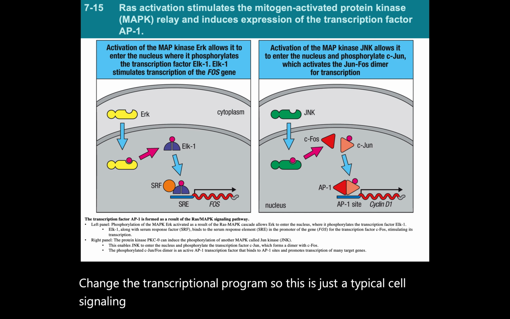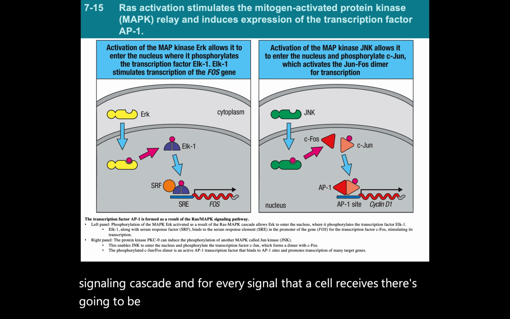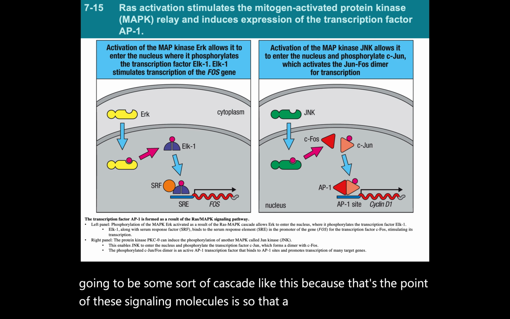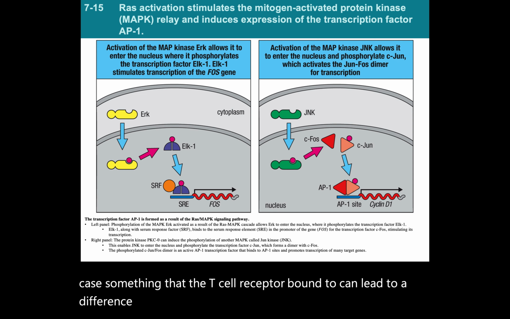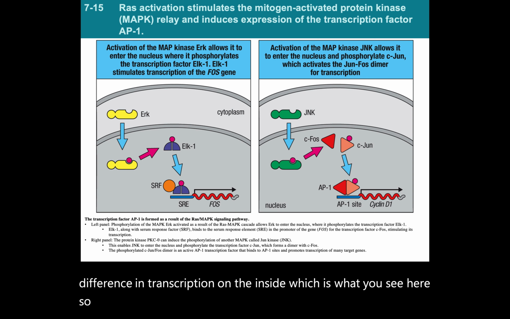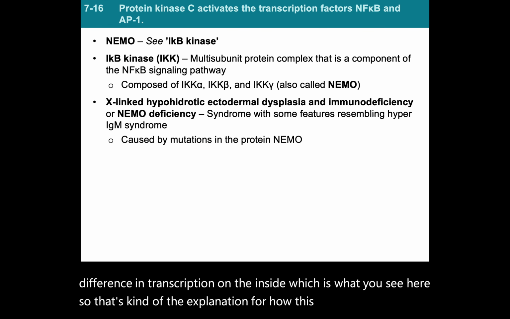And for every signal that a cell receives, there's going to be some sort of cascade like this, because that's the point of these signaling molecules, is so that a signal from outside, in this case something that the T cell receptor bound to, can lead to a difference in transcription on the inside, which is what you see here. So that's kind of the explanation for how this all works.